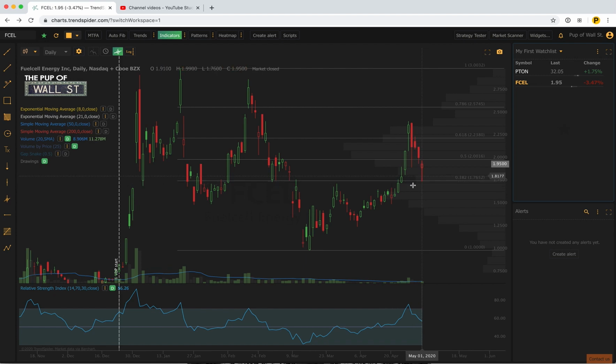So we want to make sure we're holding this fib level here. If we break down this fib level here, very possible we come right back down here. If we hold it, we can retest the 0.5, the 0.618, 0.786, and then the previous swing high. All right, so that's how you can use fib and support and resistance levels to understand where price is and where price potentially can go.